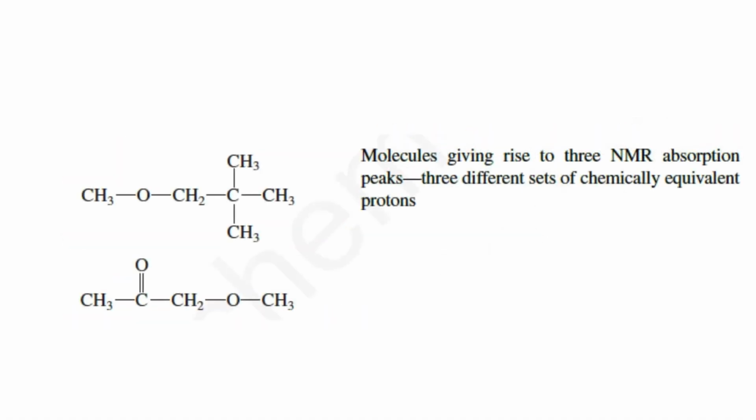So in these examples, there will be three types of NMR absorption peaks because there are three sets of chemically equivalent protons. One set is this, another set is this, and the third set is this. Similarly, in this example, one set of protons is this, another set is this, and the third set is this. So it means in both these examples, three types of NMR absorption peaks will appear. They will appear at different chemical shift values, or different delta values.